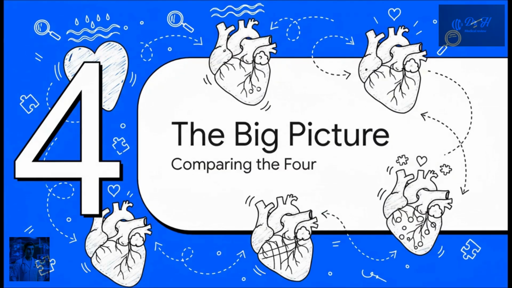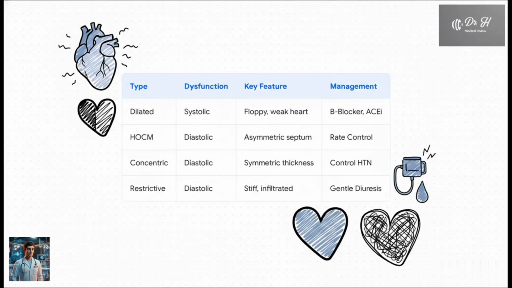Whew, okay, I know that was a ton of information. So let's take a breath, bring it all together, and put these 4 types side by side. This will really help solidify the concepts. And there you have it, the big picture. You've got your 1 systolic failure, dilated, the big floppy balloon heart, and then your 3 diastolic failures: HOCM, the asymmetric genetic one, concentric hypertrophy, the gym muscles heart, and finally, restrictive, the stiff, gunked-up heart. Seriously, this is a perfect slide to screenshot for your study notes.